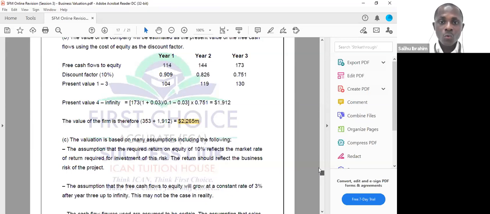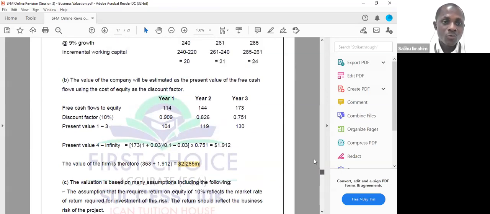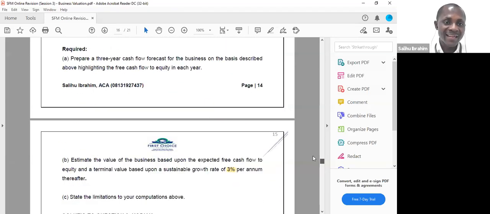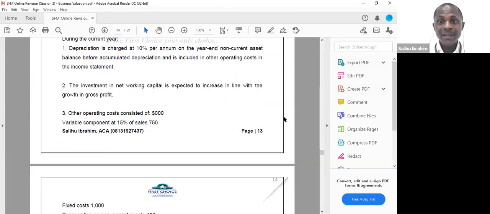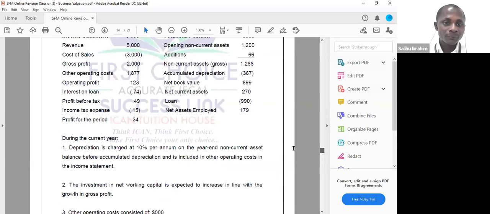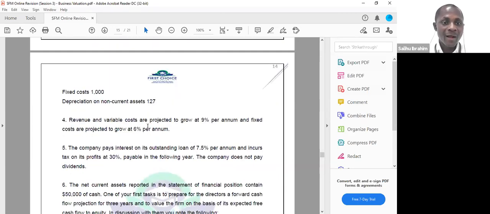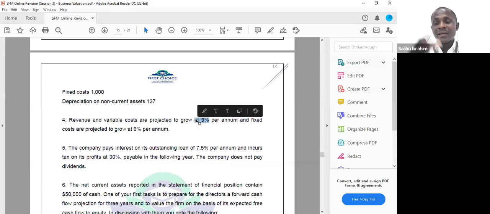That might not be the case. What other assumption can you think of here? We have also assumed that both revenue and the variable cost, which is our cost of sales, will grow by what? 9%, for the next 3 years. So look at it. Revenue and variable costs are projected to grow at 9%. That again is not realistic.